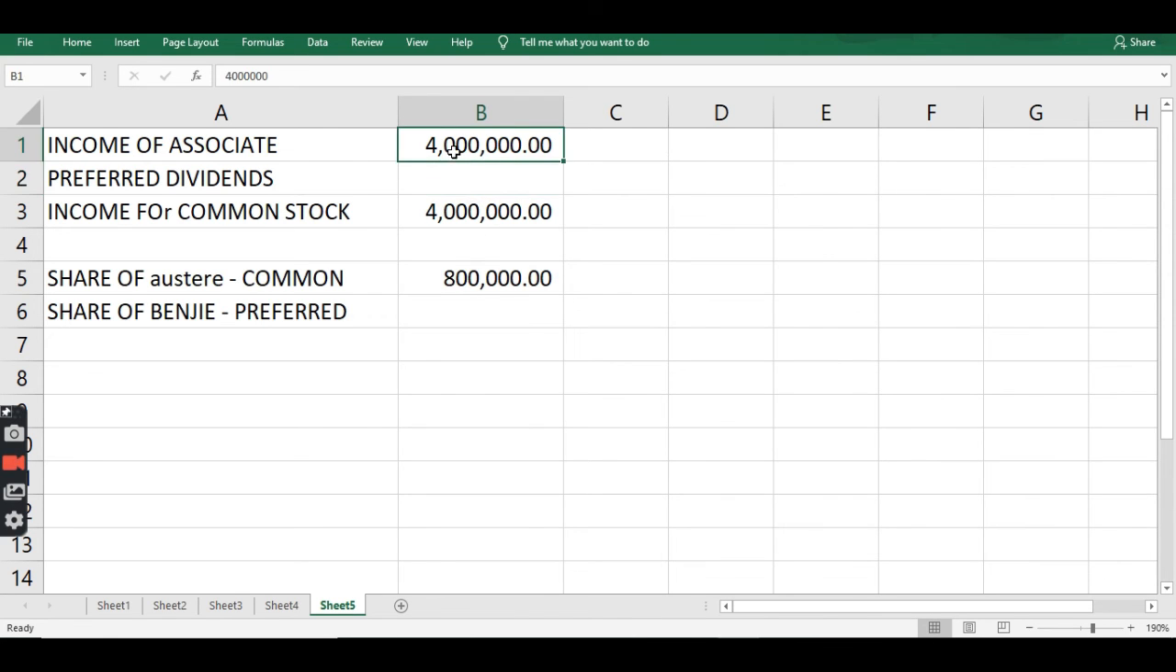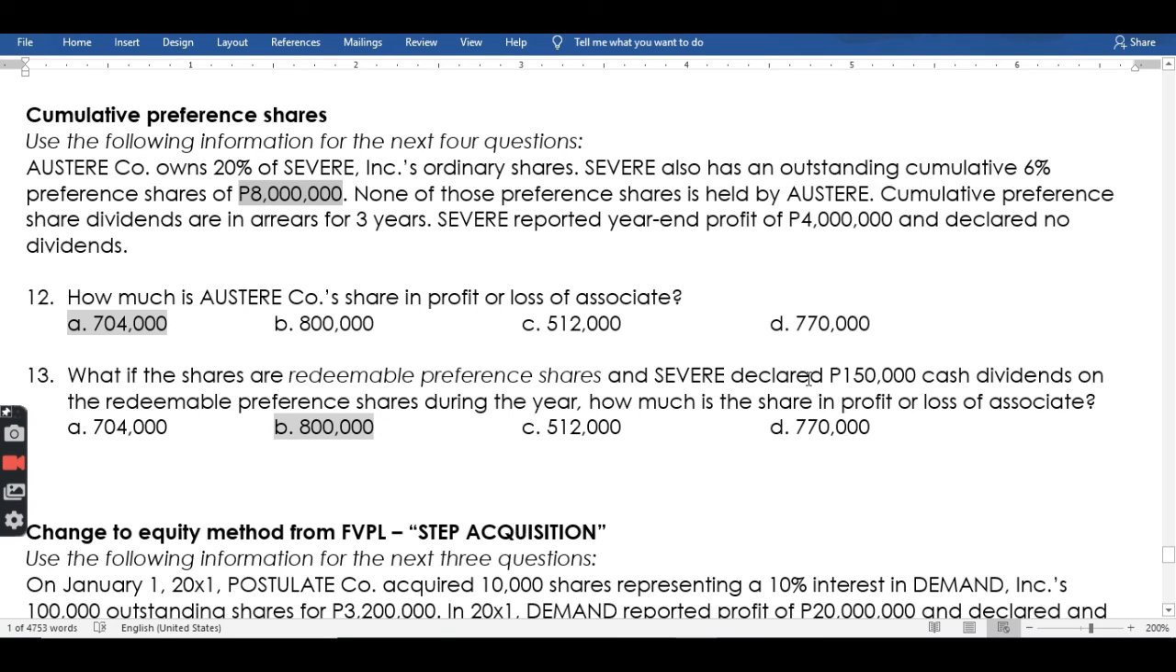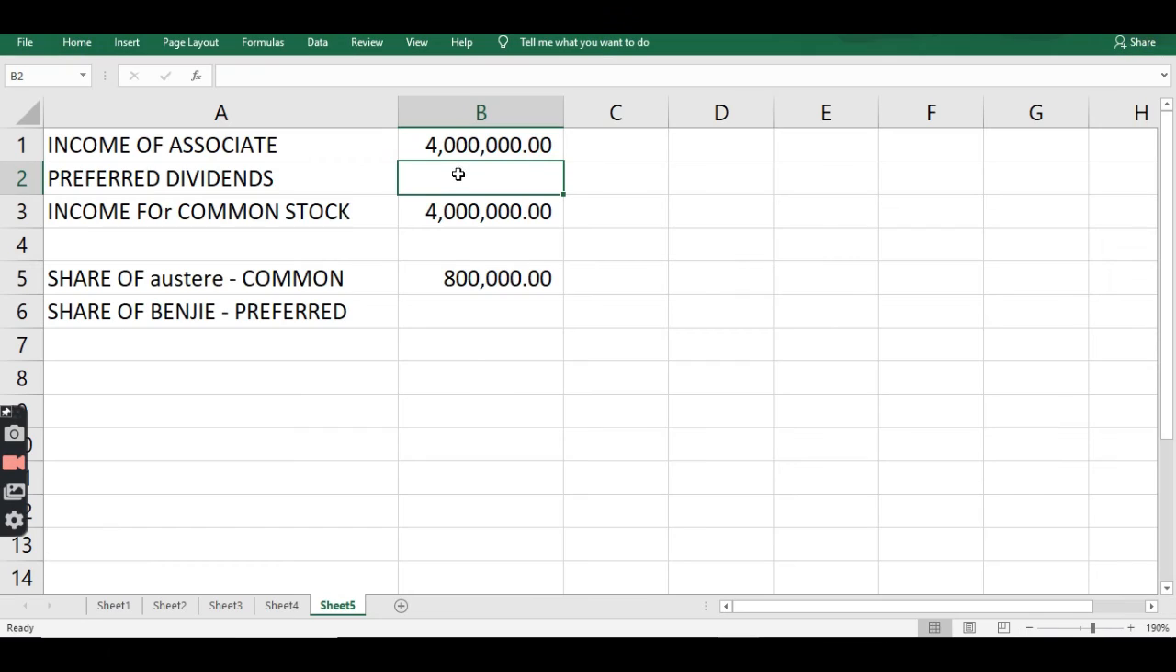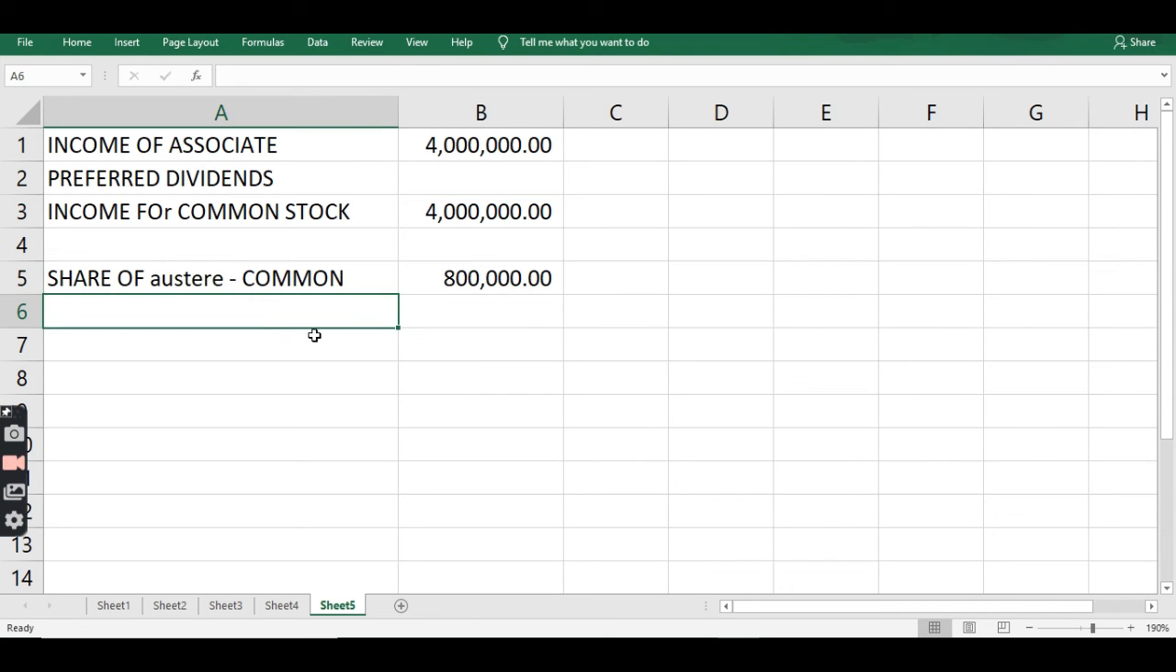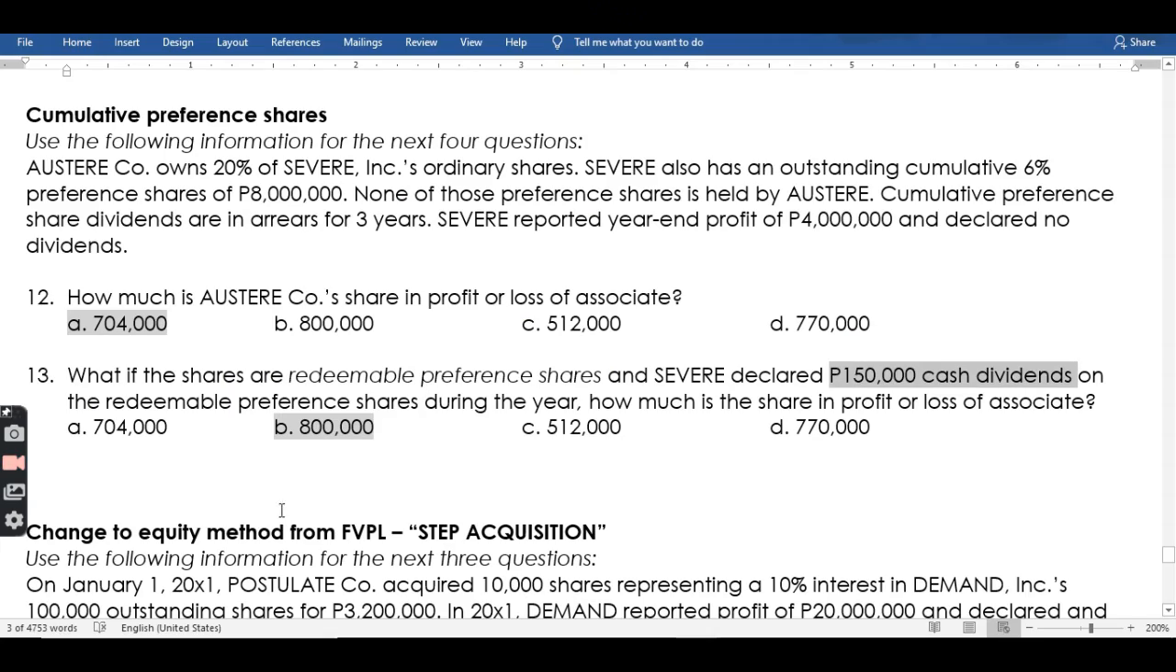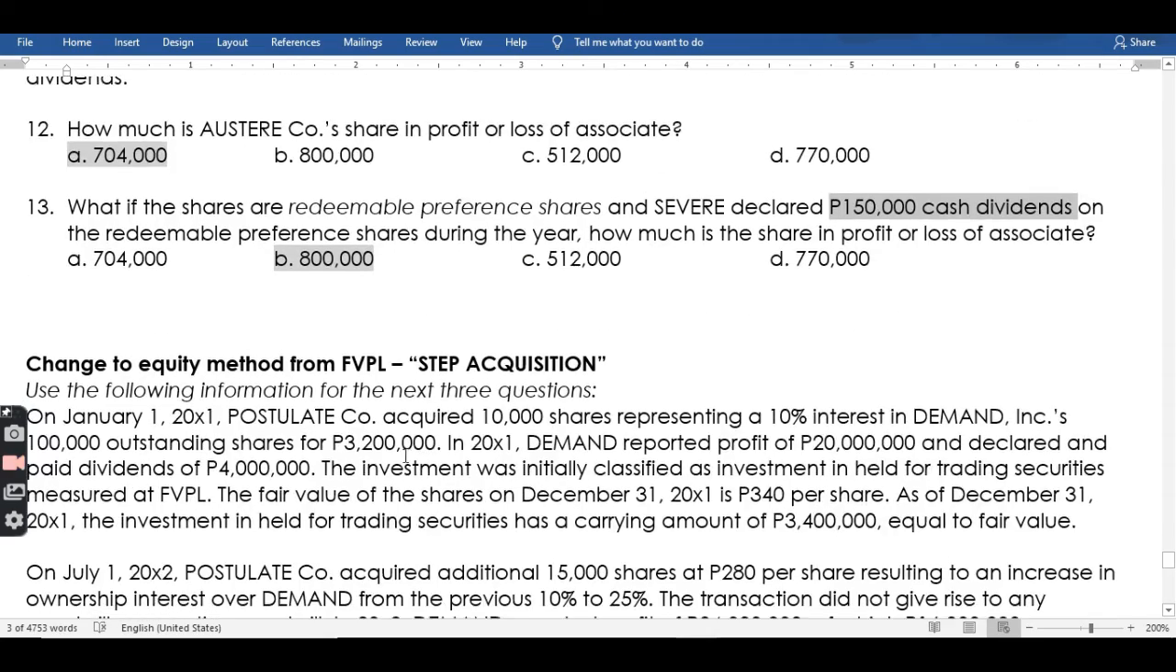Ignored na siya. Kasi, yung 150 dito, na cash dividend, since that is a redeemable preference share, it is going to be assumed as if it is going to be interest. So kung interest siya, na-deduct na siya nung na-arrive mo yung net income na 4 million. So ibig sabihin, hindi mo na kailangan mag-deduct. So with that, ignore mo na yung nandito, wala ka nang i-recognize, automatic, ito na yung income for common stock natin, tapos kunin mo na lang yung 20%, yun na yung kay Austere. Okay? So that's going to be 800,000. So that's letter B. Okay?